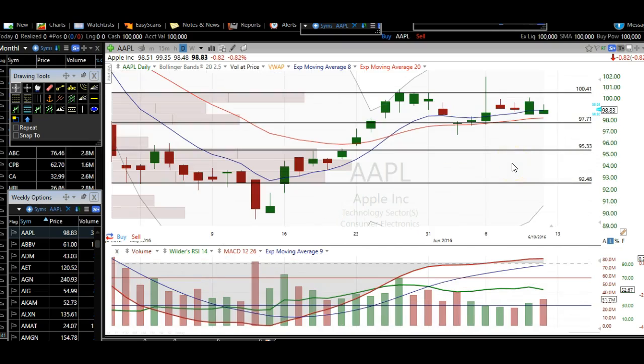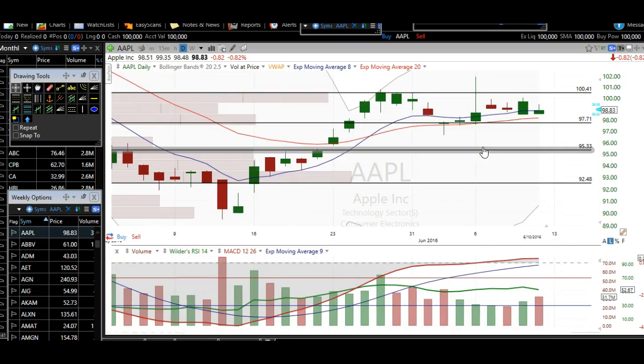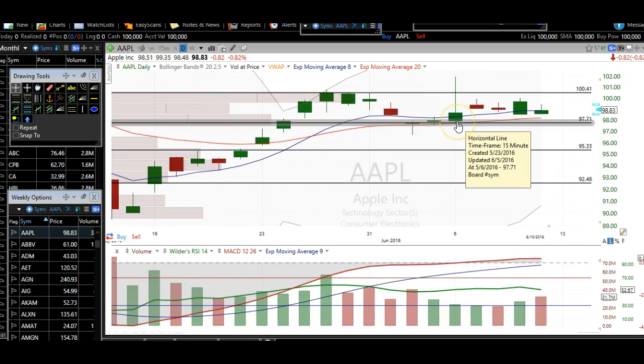And why is there resistance at 100.40? We've got the close of this candle, the close and high of this candle, and the high of that candle right there, and that's going to act as resistance. We've got support at 97.70. That's from the close of this candle, the high and open of this candle, the close of this candle, the close and open of this candle, the open and low of this candle, and then the low and open of this candle. So we've got some pretty decent support, 97.70.